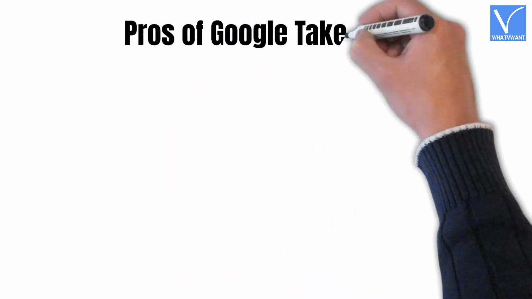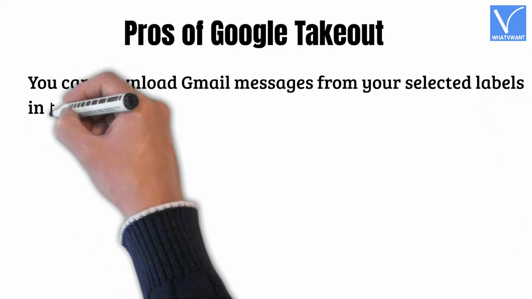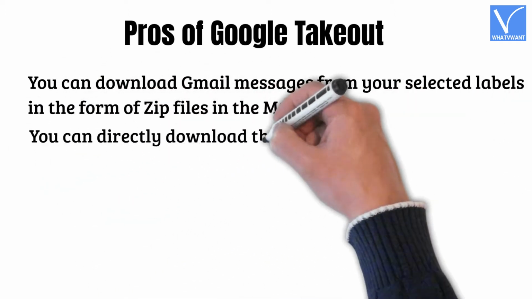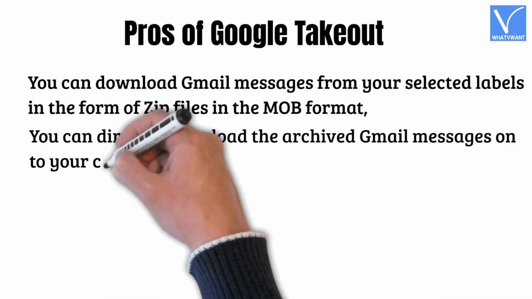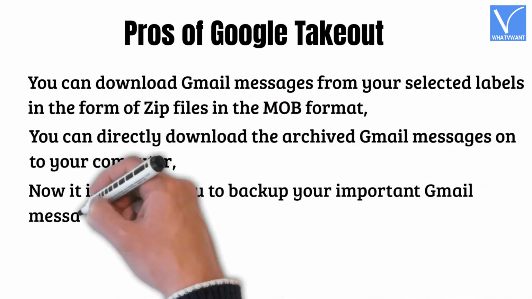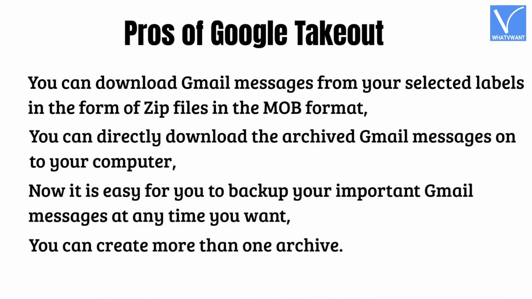Pros of Google Takeout. You can download Gmail messages from your selected labels in the form of zip files in the MBOX format. You can directly download the archived Gmail messages onto your computer. Now it is easy for you to back up your important Gmail messages at any time you want. You can create more than one archive.